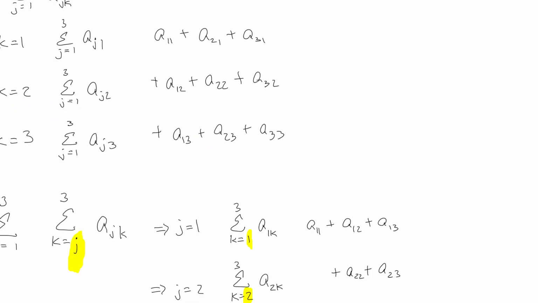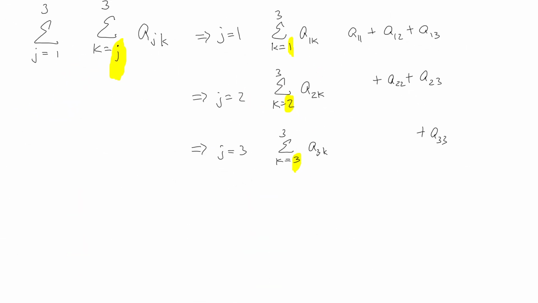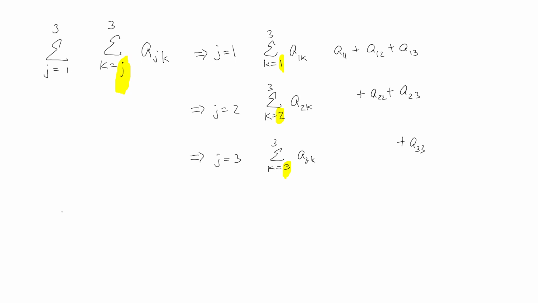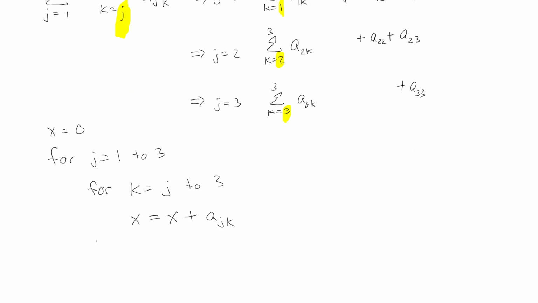Now, from a programming perspective, this is going to look basically exactly the same as the other things. We're going to have a for loop where we say, for j going from 1 to 3, and then for k, for k going from j to 3, then I would have x is equal to the previous x plus a j k. Something like that.